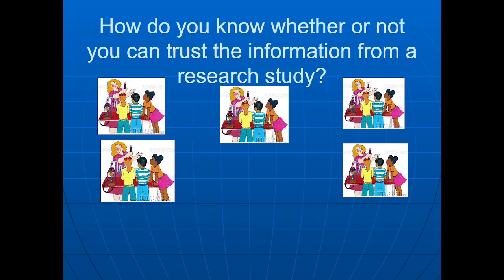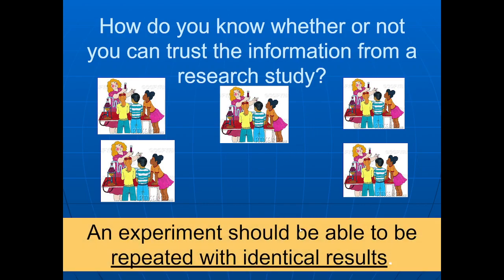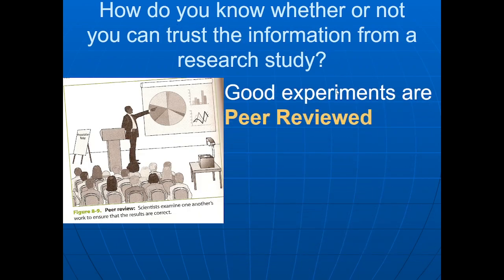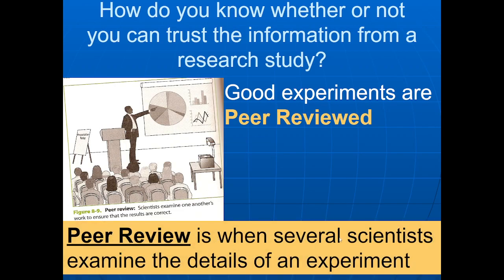How do you know whether or not you can trust the information from a research study? An experiment should be able to be repeated with identical results. Good experiments are peer-reviewed. Peer review is when several scientists examine the details of an experiment.